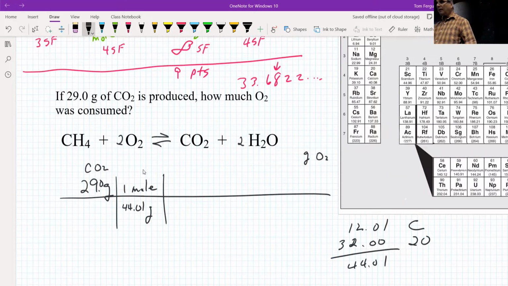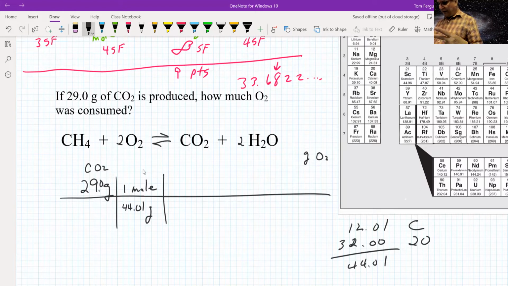Okay, so that's step one, get to moles. Now there is a theme in this course: if in doubt, convert to moles. Normally moles is like a hub on a wheel. Once you're at moles, you can usually go wherever you want.